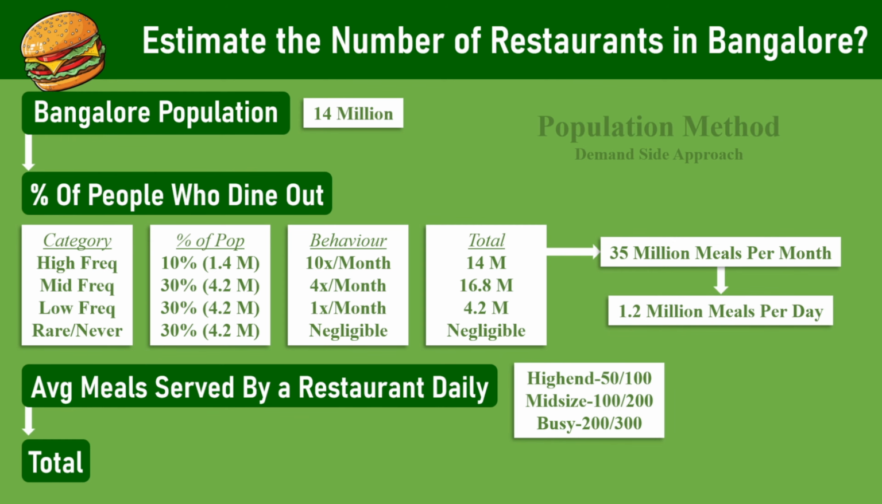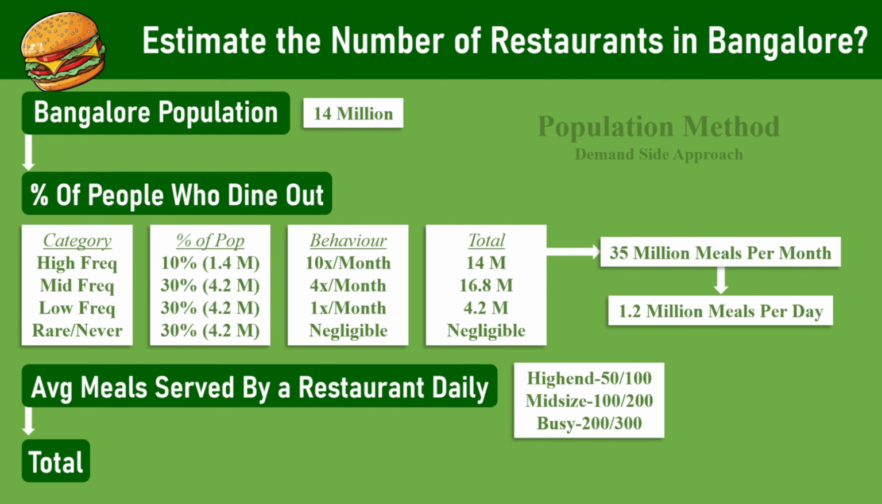So we assume that high-end restaurants will serve only about 50 to 100 meals in a day, while the mid-sized places will serve a larger crowd of about 100 to 200 meals. Similarly, busy restaurants located near offices and crowded places such as fast food chains and cafes will serve almost 300 meals in a single day.